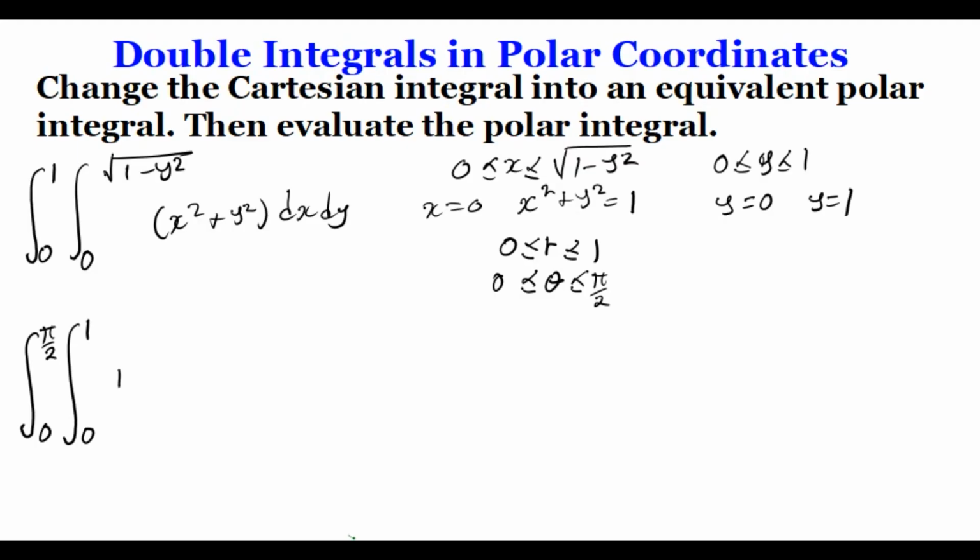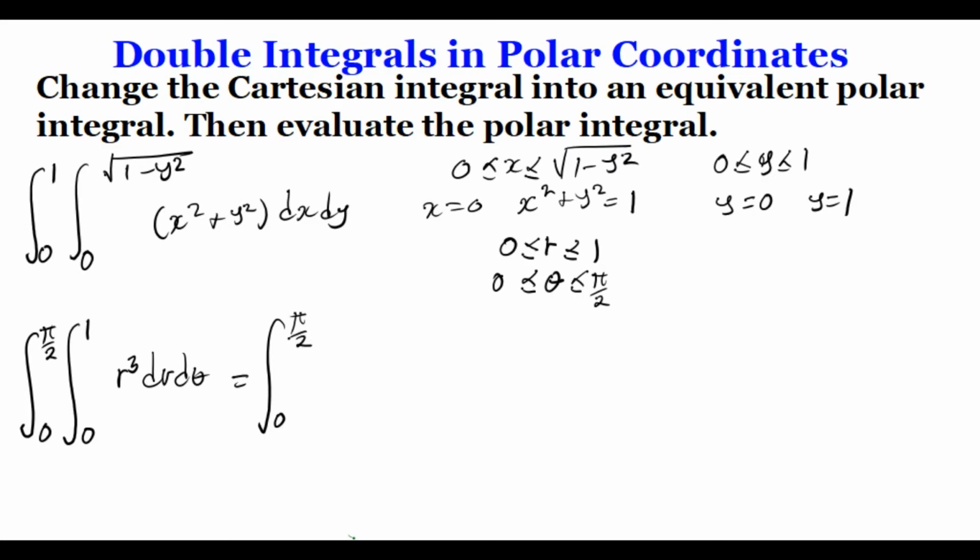That's going to be r squared r dr d theta. Okay, so of which r by r squared, that's going to be r to the third. So r to the third dr d theta. We can go ahead and integrate the inside part. So that's going to be from 0 to pi over 2.